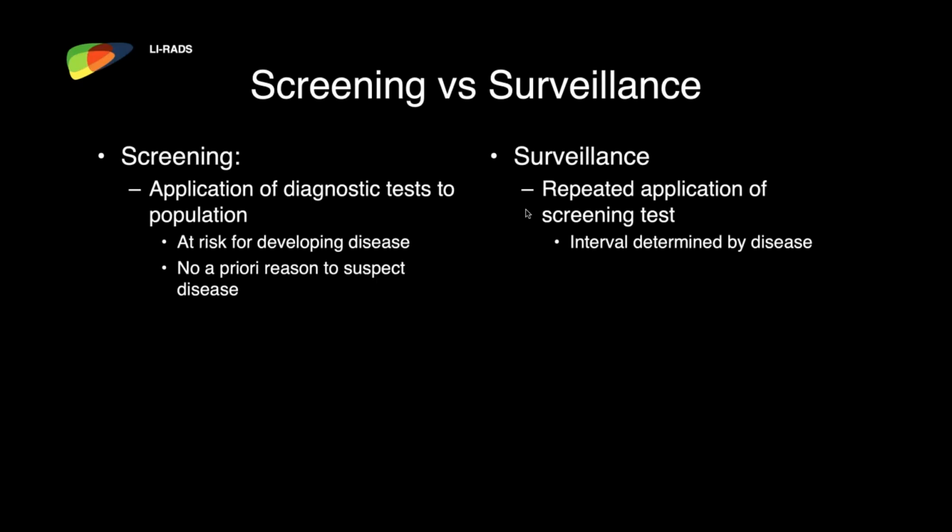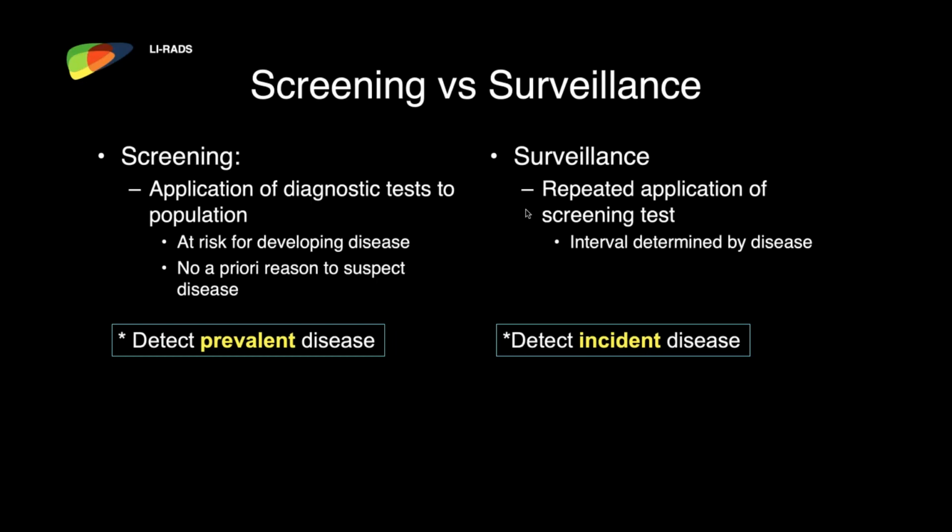After that patient has been shown to not have that disease, they're still at risk of developing that disease or HCC in the future. So even after that first negative test, you still need to repeatedly test that patient. And so after that first time, you repeatedly apply that same diagnostic test to the same population, but at an interval that's determined by the disease. And so each additional time that you do that test, that is surveillance. So with screening, we detect the prevalent disease, whereas with surveillance, we will detect the incident disease.